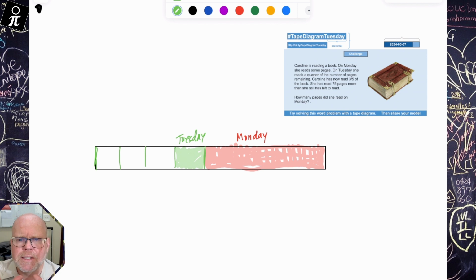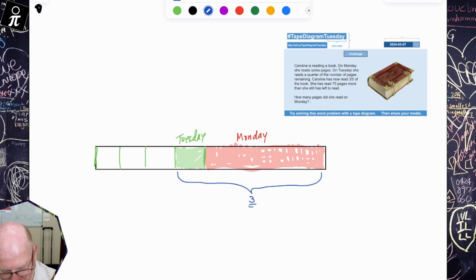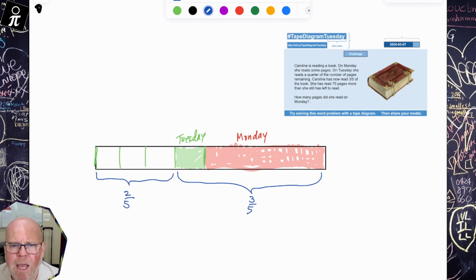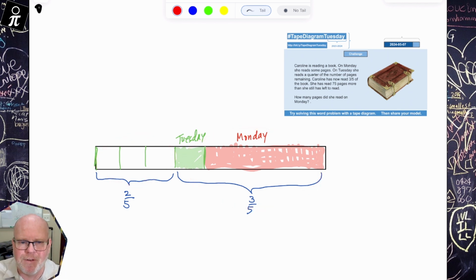Now it says Caroline has now read 3/5 of the book. So what does that mean? Let's do it in blue. That means this is 3/5, which means this is 2/5. And it says she has read 75 more pages than she still has left to read. So the difference between the 3/5 and the 2/5 is 75. That means 1/5 is equal to 75.